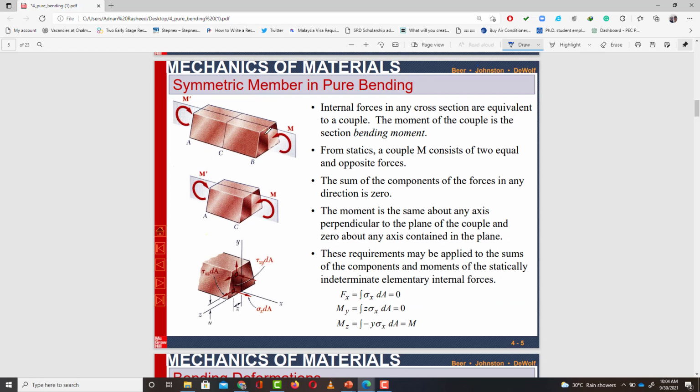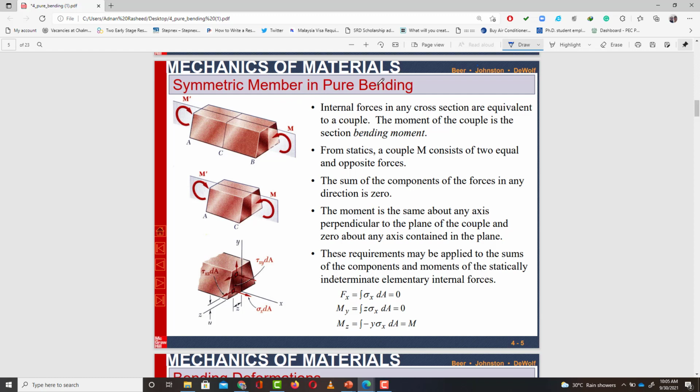Now prismatic members are those members having the same cross section throughout all the length, whether you cut it at this point or this point or this point. It will be the same cross section. Clear? So these are known as prismatic members.